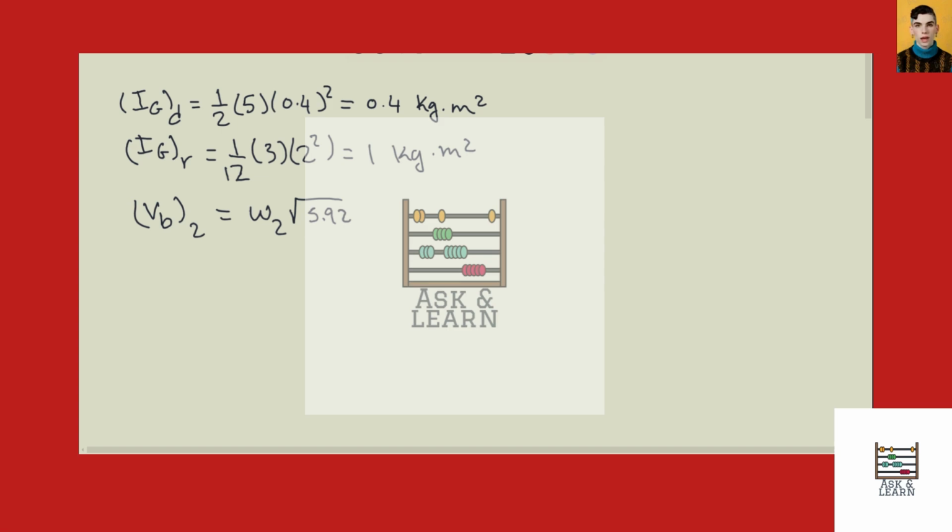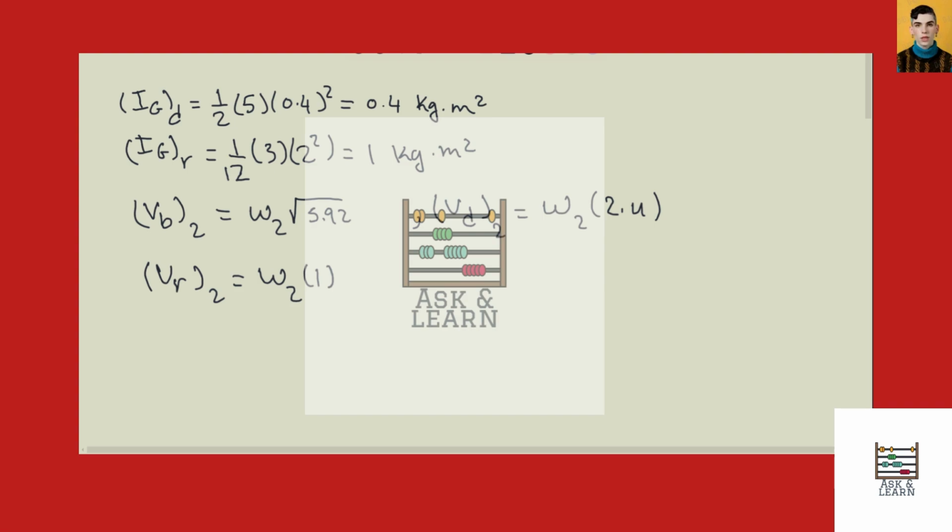multiplied by omega 2 as we said, and VD2 equals omega 2 multiplied by 2.4. Finally, VR2 equals omega 2 multiplied by 1.